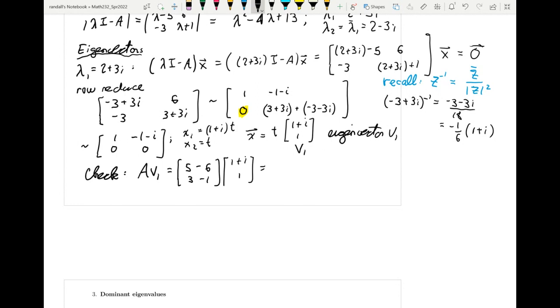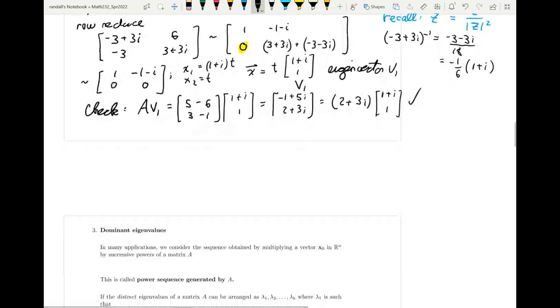Okay, so when we do that calculation, we get -1 plus 5i for the top entry, 2 plus 3i for the second entry. Remember we want to see, can we write this as a multiple of the vector we started with, which was 1 plus i and 1, and we see indeed it is, and that multiple turns out to be 2 plus 3i, which is the eigenvalue, 2 plus 3i. So this is verification that it works.